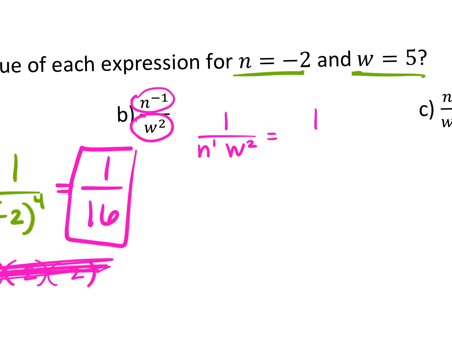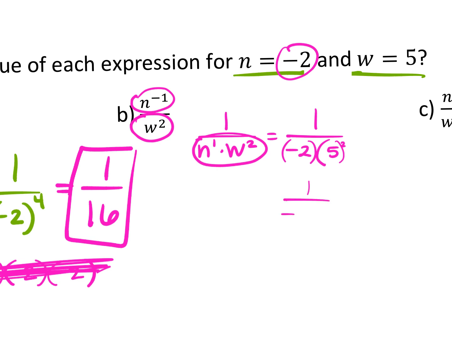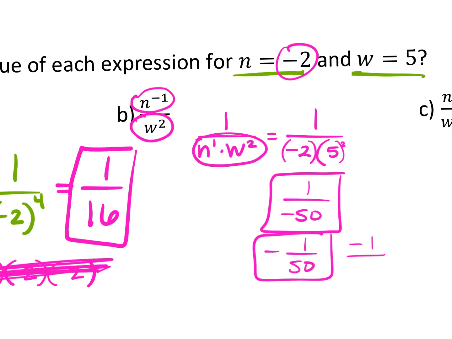So this is 1 over, n is negative 2. What operation is happening between the n and the W? It's multiplication. So negative 2 times, your W is 5 squared. So square the 5, you get 25. 25 times negative 2 is a negative 50. So you can write it like that, or you may write it like that, or you may write it like this. They're all technically the same answer. Just don't put the negative with both of them.